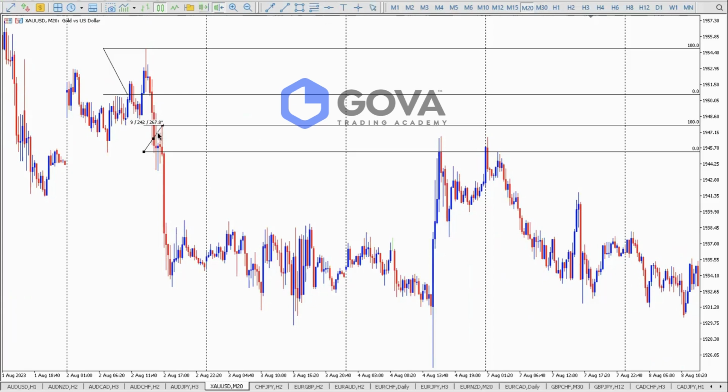Okay. Do you understand? Remember what I usually tell you guys: if two zones are close to each other, you can mark out both zones. Out of those two zones, one zone is going to work, one zone might not work.